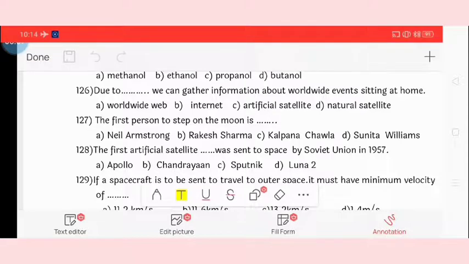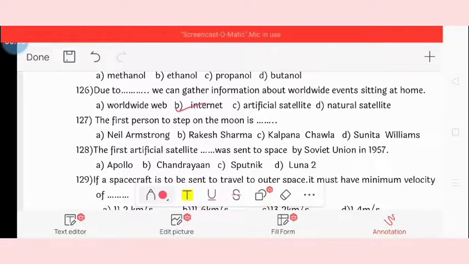Due to dash, we can gather information about worldwide events sitting at home. So the simple option is internet. Option B is the correct option. Due to the internet, we can gather information about worldwide events sitting at home. Next question. The first person to step on the moon is dash: Neil Armstrong, Rakesh Sharma, Kalpana Chawla, Sunita Williams. So the correct option is Neil Armstrong.